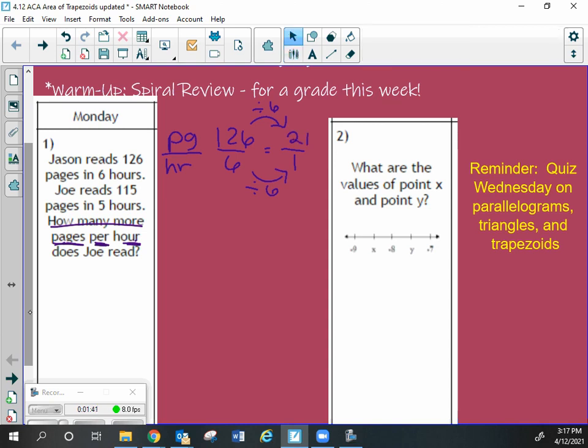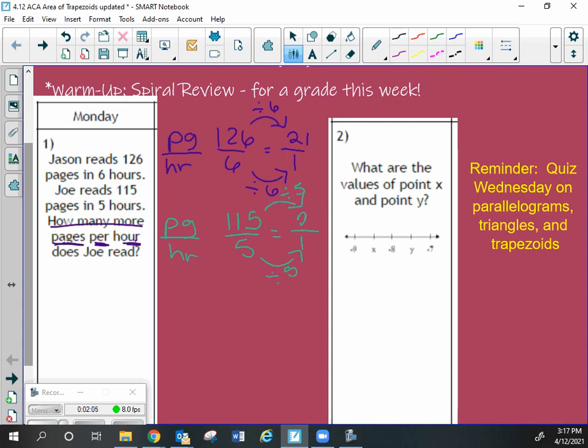Okay, so that was for Jason. I need to do Joe. And I'm going to do the same rate, the pages per hour. For Joe, it's what over what? 115 over 5. Very good. And I need to get that down to 1, so I need to divide by 5. We got 23. So, have I answered my question? Not quite yet. I still need to figure out how many more. So I need to subtract 21 from 23, and I get 2. 2 more pages.